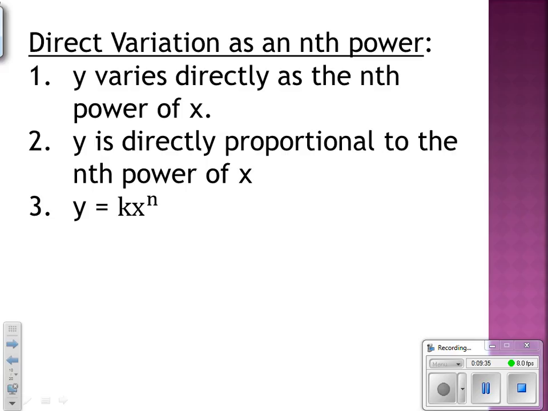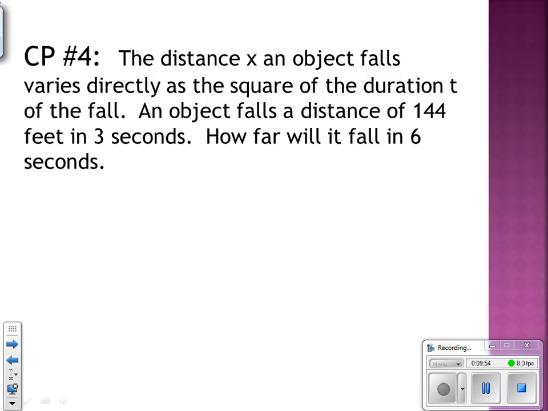So this is again a summation of that. y varies directly as the nth power of x. In other words, y is directly proportional to the nth power of x. And it looks very similar to the other one, but notice that x is raised to a power rather than just being plain. So let's put this to work and see what it looks like.